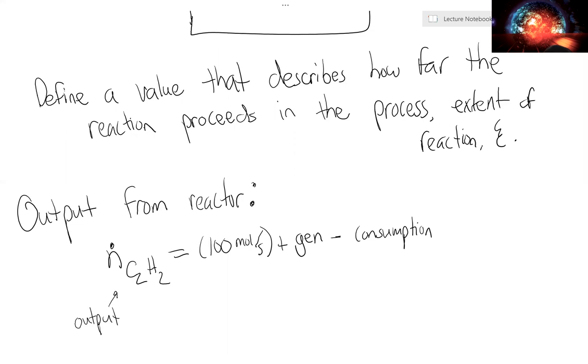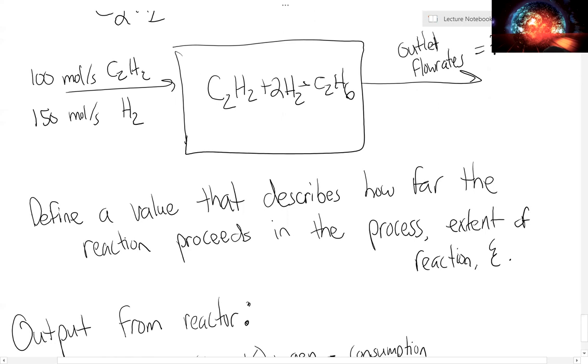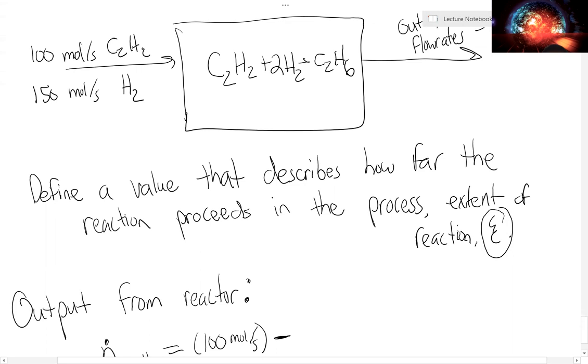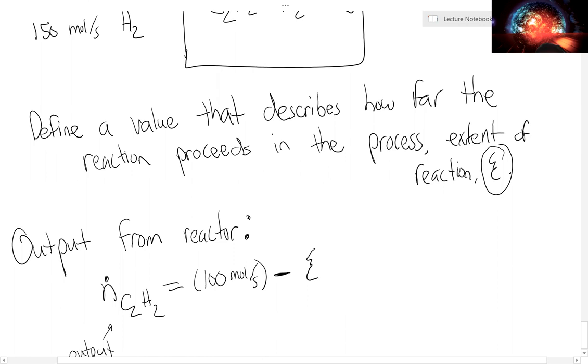Well, there is no generation of this because it's one of my reagents. It's being consumed in the process. So there's no generation. So all I'm looking at is my input minus my consumption. Does everyone see that? And so I can ask myself, well, how much is consumed? Well, that depends on this value here, my extent of reaction. So I can say my output is my input, 100 moles per second, minus the extent that this reaction proceeds, this little squiggle value.